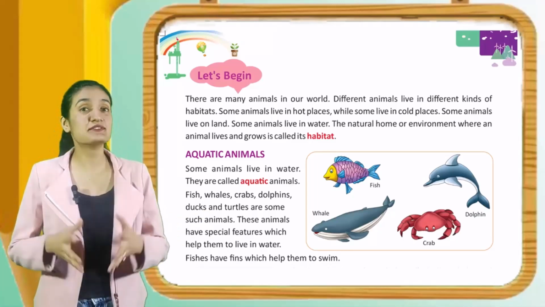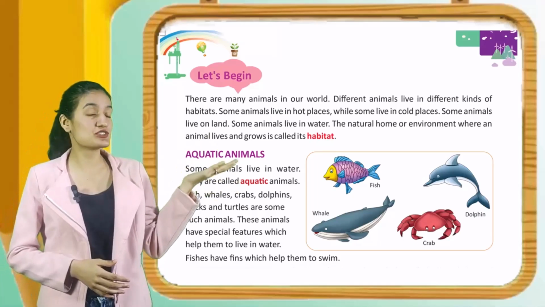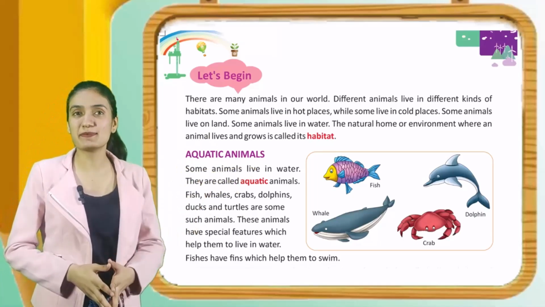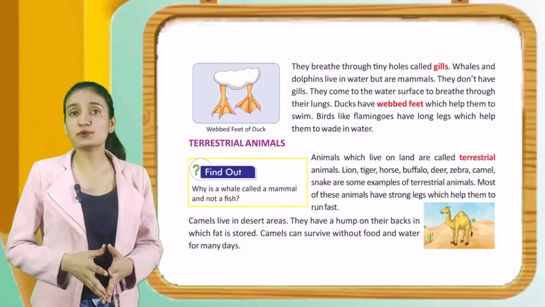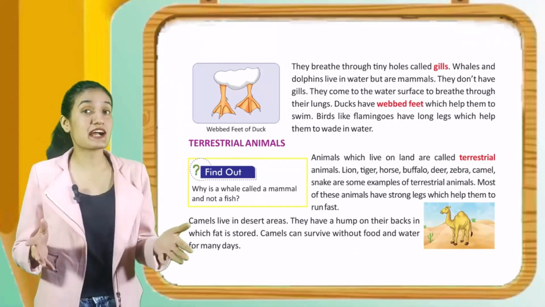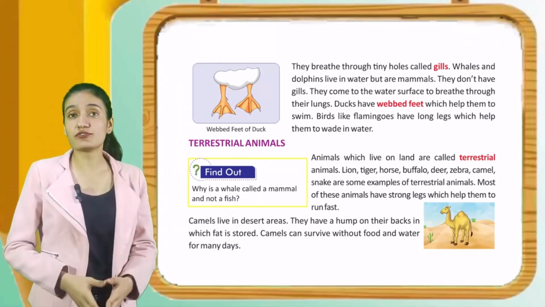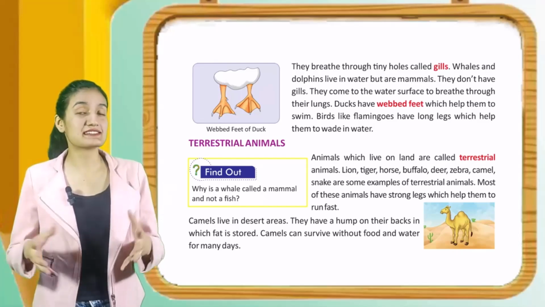Fishes have fins which help them to swim. Here you can see the aquatic animals, fish, dolphin, whale and crab. They breathe through tiny holes called gills. Whales and dolphins live in water but are mammals. They don't have gills. They come to the water surface to breathe through their lungs.